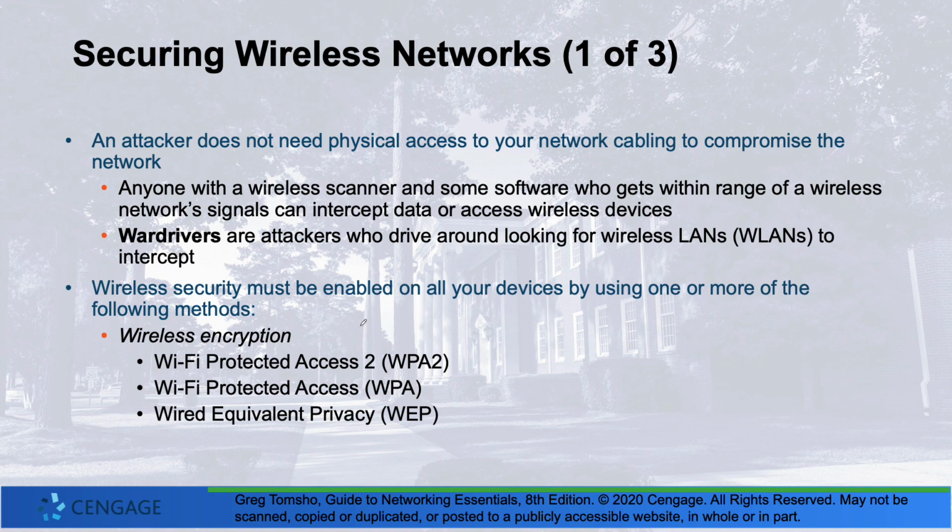Wireless networks are more insecure, more open to attack, just by the nature of being wireless. Typically, with a wired network, we would have to plug into a port or tap one of the wires inside of a building to get access to a network. With wireless, I can sit out in the parking lot and access somebody's wireless network. So anyone with a wireless scanner and some software who gets within range of the signals can intercept your data or access wireless devices.